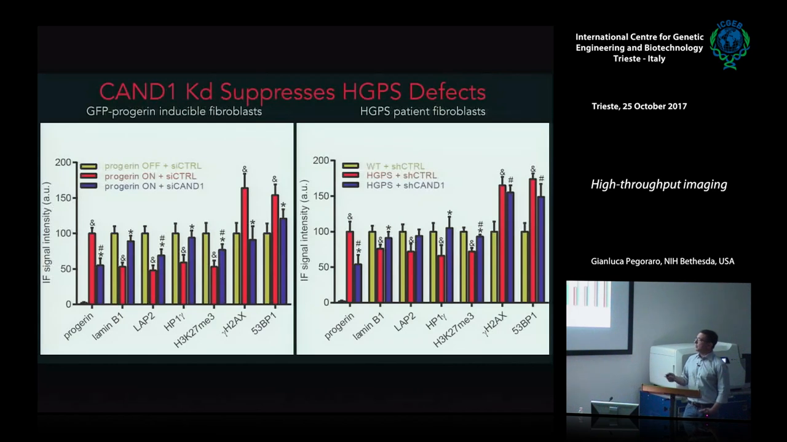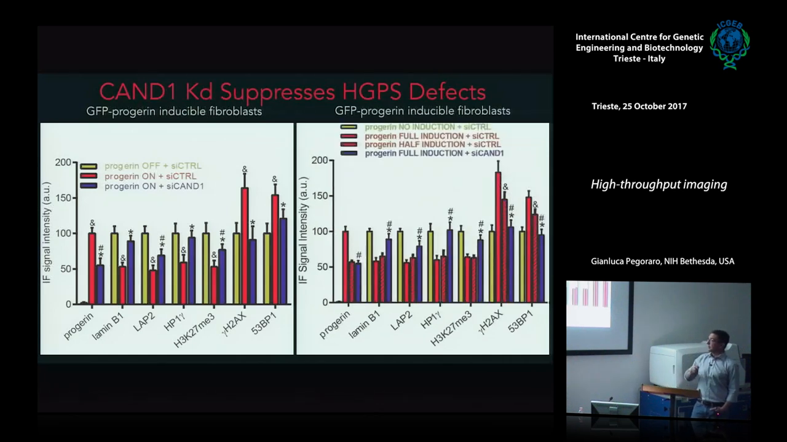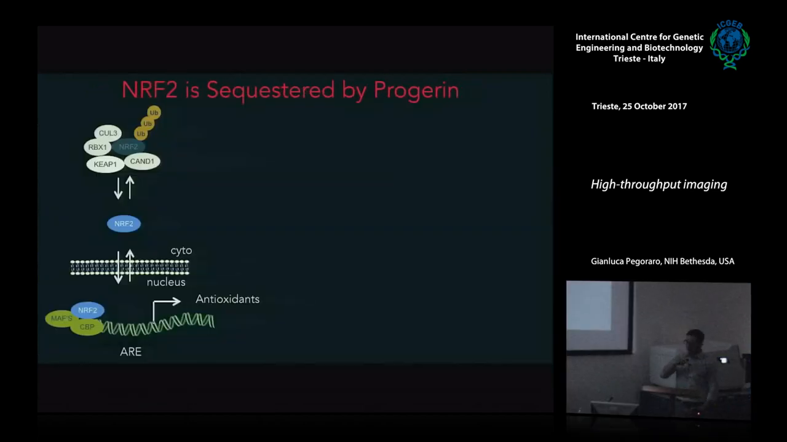Some of you might have noticed that a knockdown of CANDY-1 actually reduces the levels of GFP-progerin by about 50%, but Nard ran some controls by inducing GFP-progerin at 50% of the levels. As you can see here, this was not sufficient to rescue the defects, indicating that a knockdown of CANDY-1 is acting on another yet unidentified cellular factor. It's not just the fact that there is less GFP-progerin. What is this yet unidentified cellular factor?